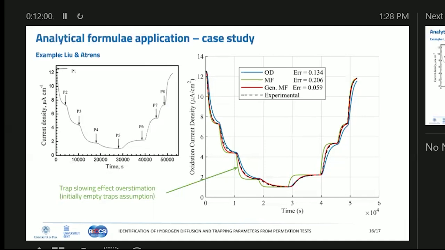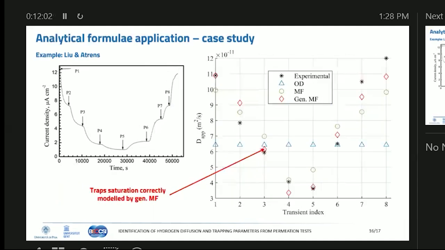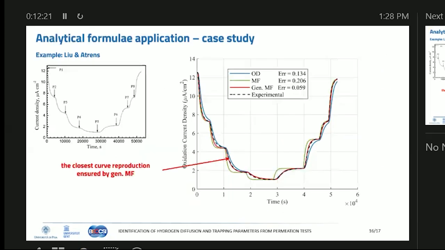Whereas the new formula does correctly capture the saturation effect, not only on this graph, because it has inputs for the hydrogen concentration, but also on the final graph of the simulation, because it correctly captures the effect of hydrogen concentration on the T-lag by having non-zero hydrogen concentration.